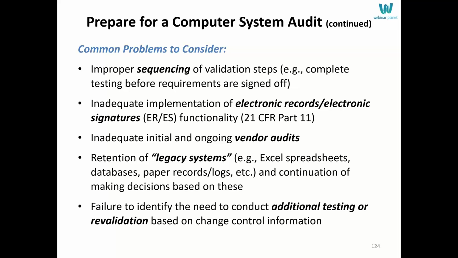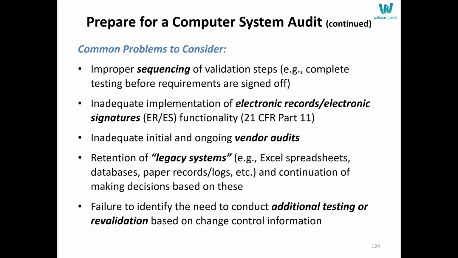Common problems. Improper sequencing of validation steps in your documentation. These are things that FDA could come back with. Not adequately using electronic records and signatures and controlling security. Not adequately doing your vendor audits.